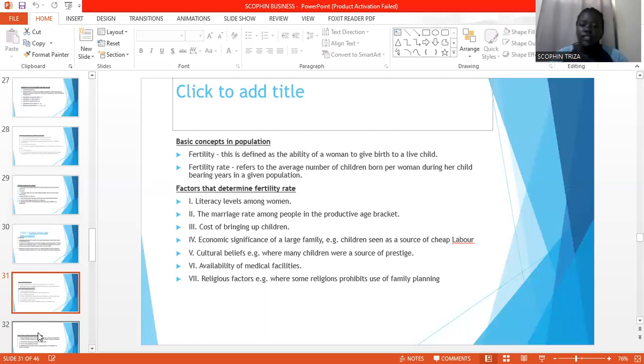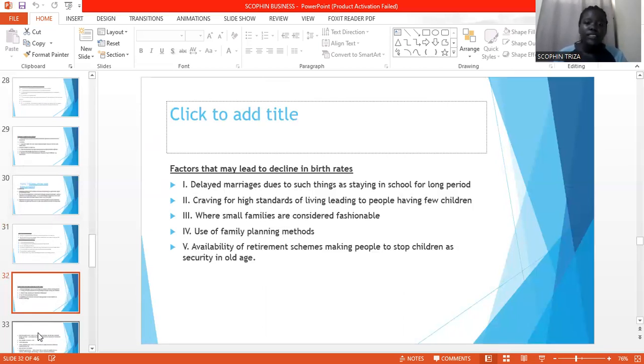Now, some of the factors that determine fertility rates are the literacy level among women, the marriage rate among people in the productive age bracket, cost of bringing up children, economic significance of a large family, e.g., children seen as a source of cheap labor, cultural beliefs where many children were a source of prestige, availability of medical facilities, religious factors, for example, where religion prohibits use of family planning and all that. Now, those are the factors that may lead to a rise.